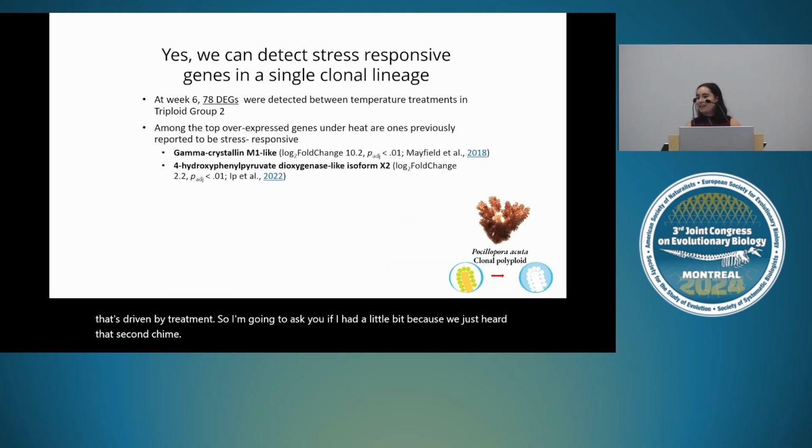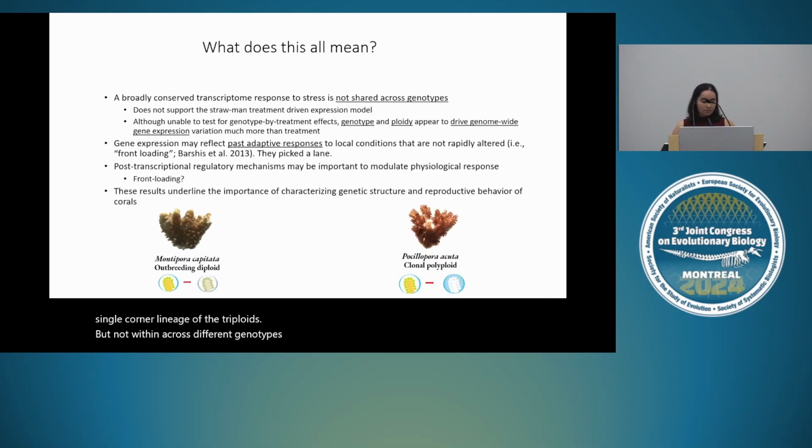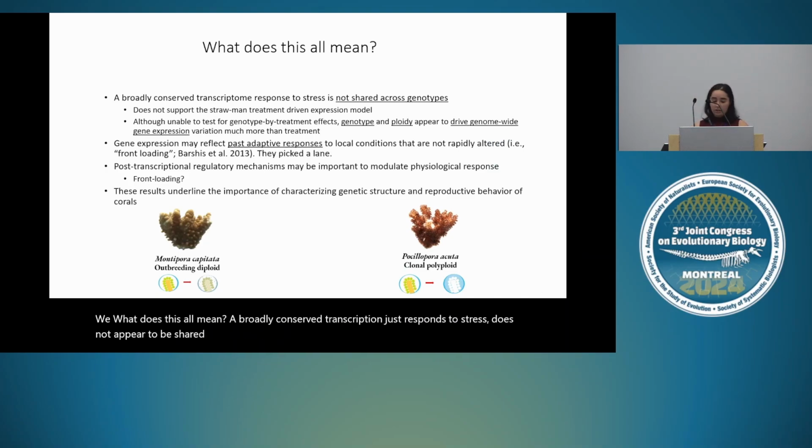Skipping ahead to our differential expression responses, we were able to detect stress in a single clonal lineage of the triploids, but not across different genotypes. So, what does this all mean? A broadly conserved transcriptome response to stress does not appear to be shared between or across genotypes, which does not support our straw man model of treatment-driven expression.